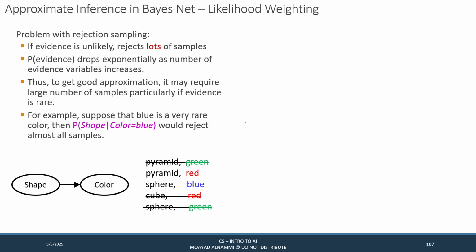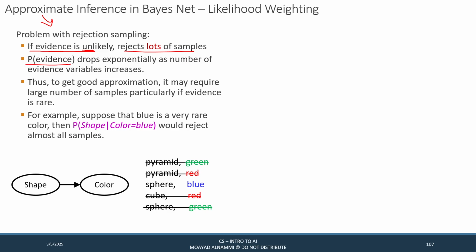Okay. The final algorithm is likelihood weighting. This is an interesting algorithm. We'll show an example just to make it clear. So what are the problems with rejection sampling? The problem is that if the evidence variables are unlikely, then you're going to reject a lot of samples. If you're trying to generate, let's say, 1,000 samples, and the evidence is very unlikely, it'll take you a long time to generate 1,000 samples that are consistent with the evidence, because you're going to reject so many samples.